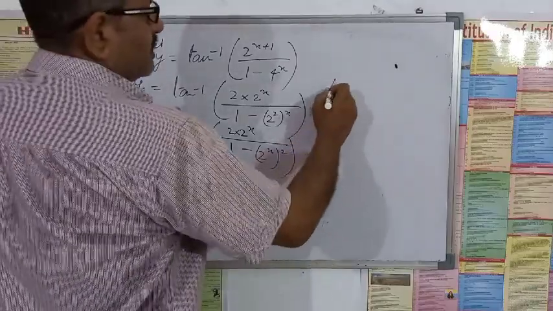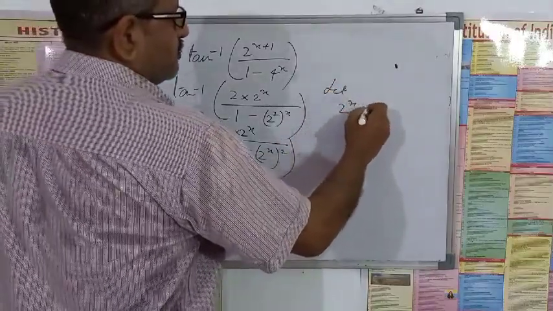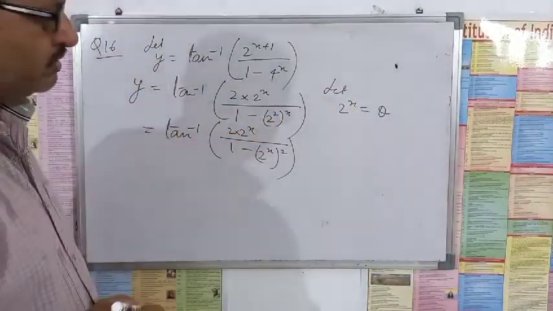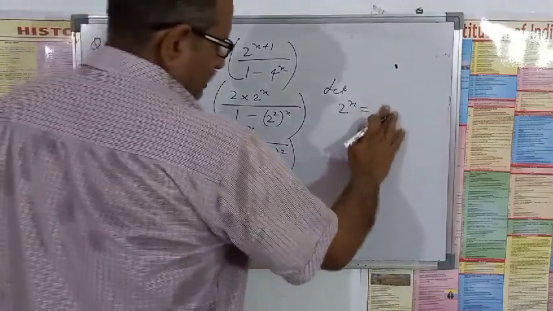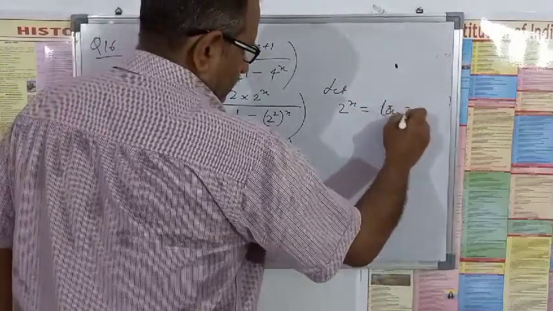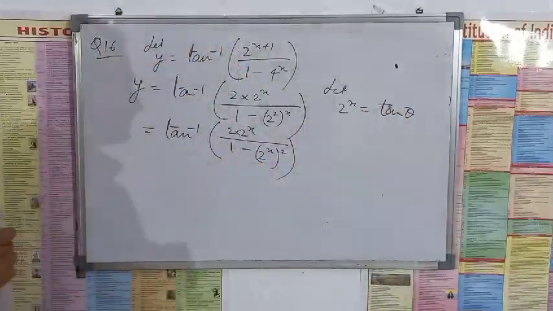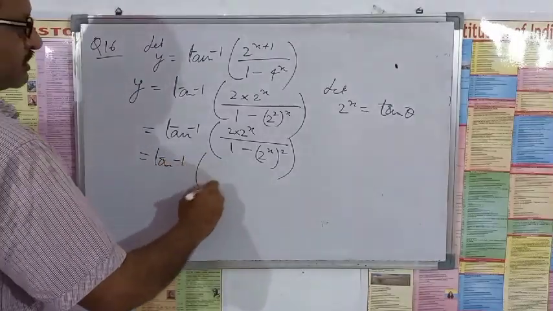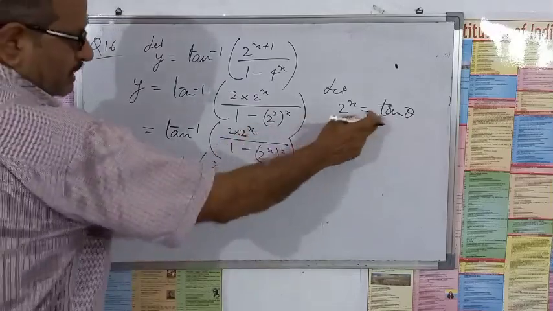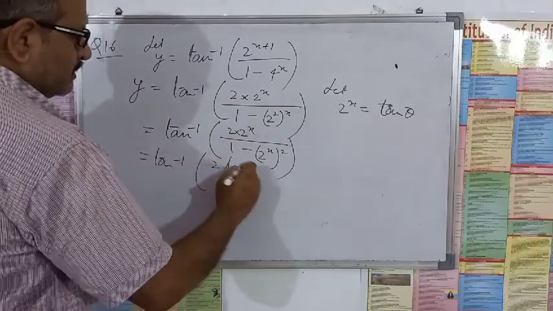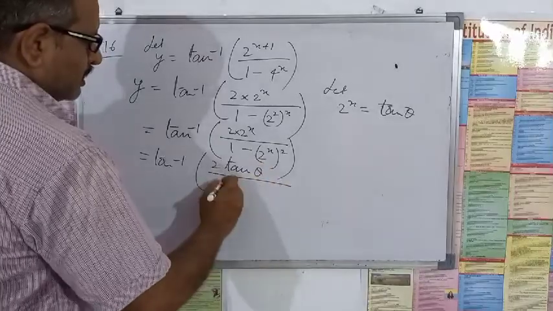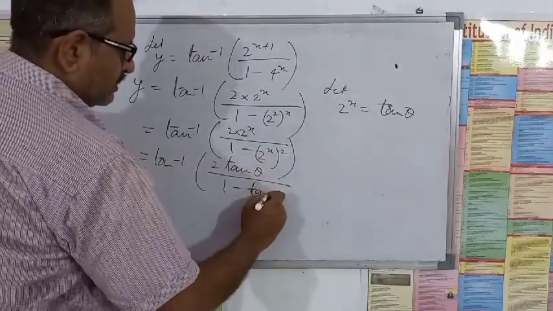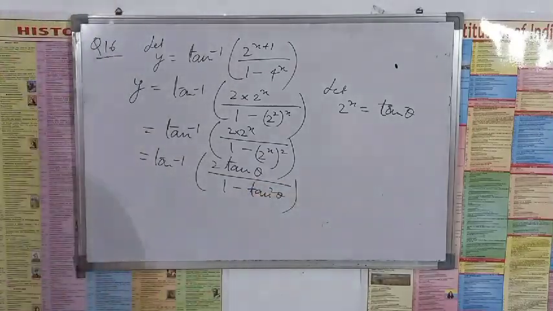Now we will suppose here, let 2 to the power x is equal to tan theta. Sorry, 2 to the power x is equal to tan theta. So put here tan inverse, 2 to the power x is tan theta upon 1 minus 2 to the power x is tan theta, it is tan square theta.